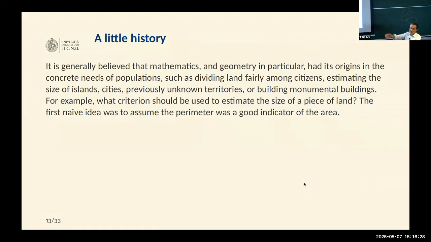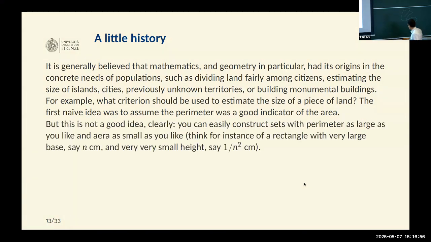How do you decide the price? It depends on how large is the land. How can you measure how large it is? So the very beginning, the first naive idea was, yeah, I can just measure the boundary, and then I can have an idea of how large is the land. I can measure easily. I have just to walk around, count the steps that I have to do. So it's very easy.